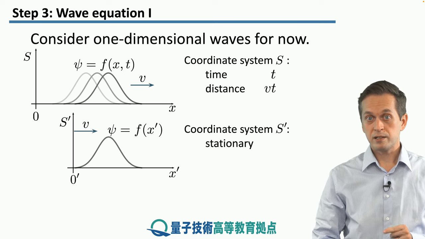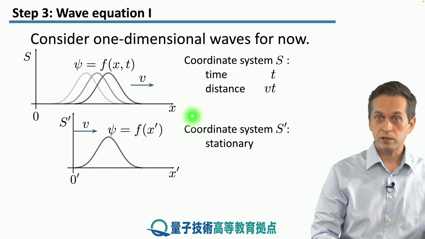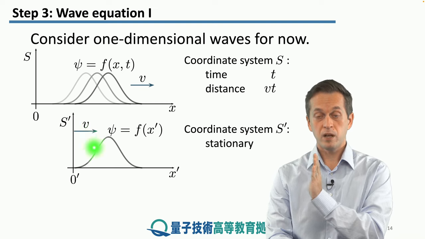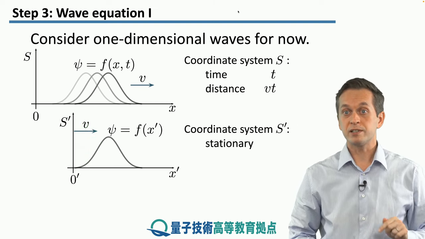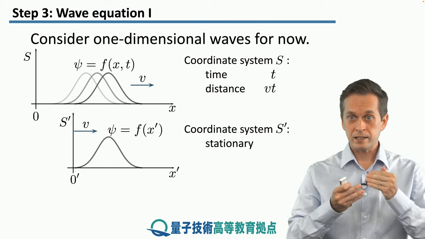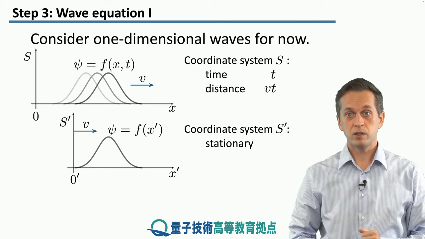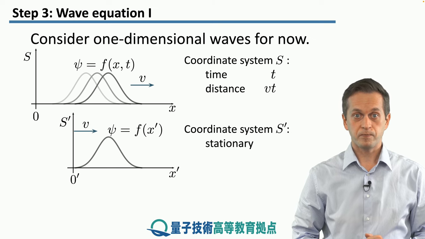And now let's consider the same wave, but in a different coordinate system. And in this case, the coordinate system is moving with the wave. So we are constantly shifting the origin of this new coordinate system, S prime, to follow the wave. So in this coordinate system, the wave itself is stationary. And let's see how we transform from x prime coordinate in the coordinate system S prime back into our original stationary coordinate system S.